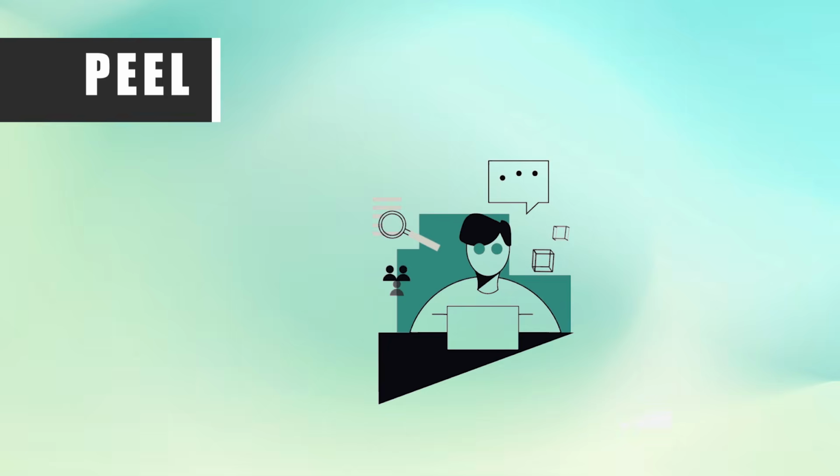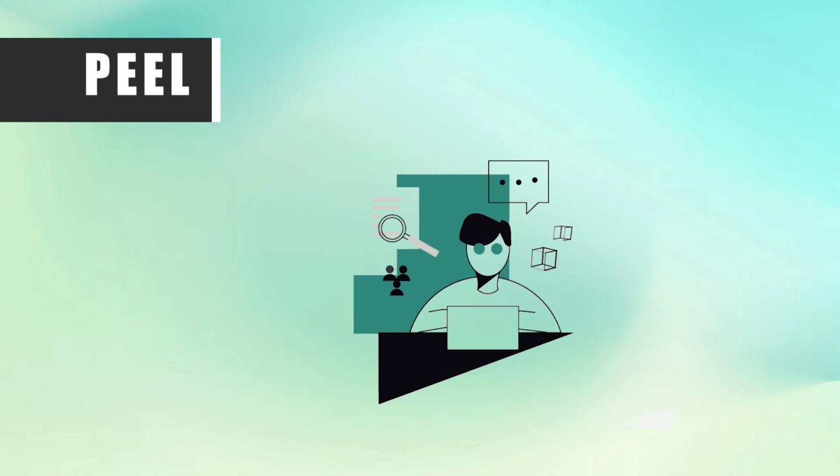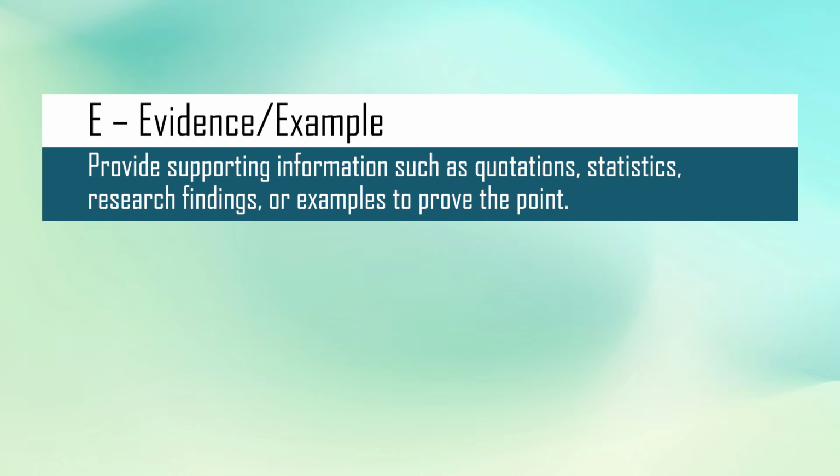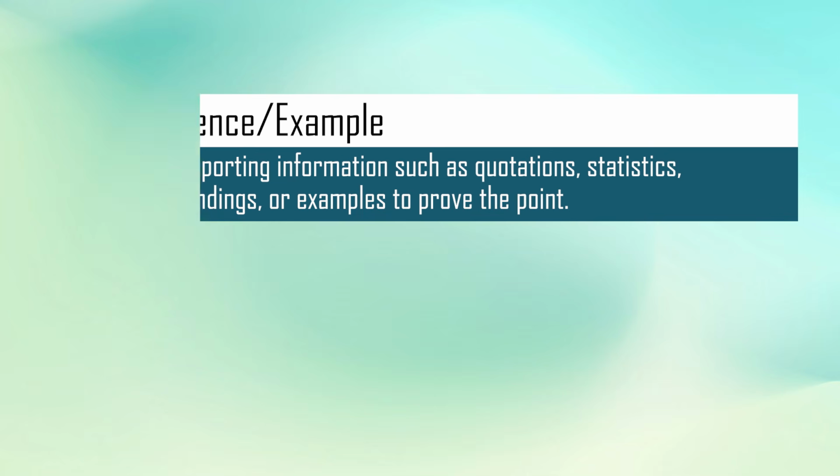Let me share another writing technique. It's called PEEL. It's a paragraph writing strategy used to help structure ideas very clearly and logically. The acronym stands for P, which is a point: start the paragraph with a clear topic sentence and state the main argument or the idea. Then E, evidence or example: provide supporting information such as quotations, statistics, research findings, or examples to prove the point.